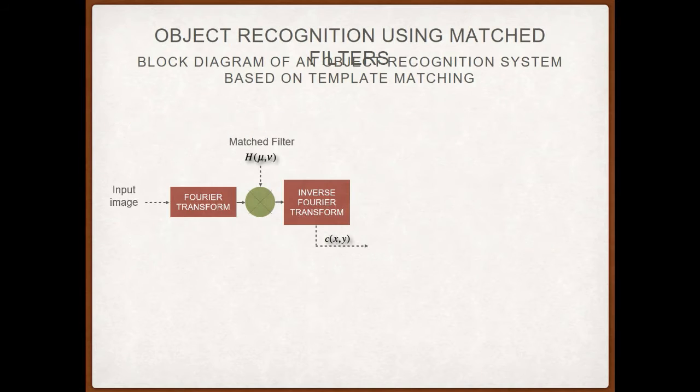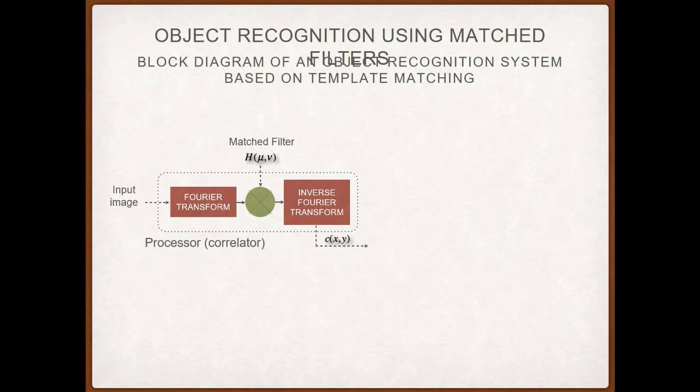So in the past presentation, we briefly reviewed this process of object recognition by template matching. Remembering, we have an input scene. We transform it to the frequency domain by the Fourier transform. We multiply it by a frequency domain filter. This is the matched filter that we need to design.